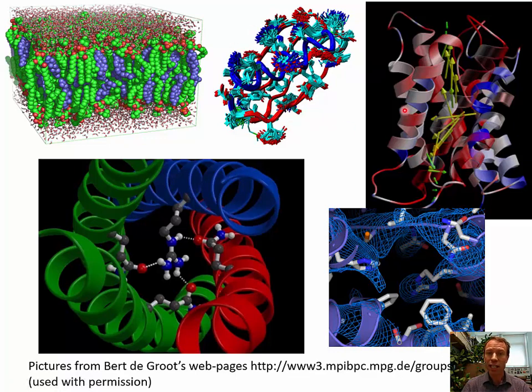This second picture is from simulations of a small protein called BPTI, bovine pancreatic trypsin inhibitor, and a whole load of snapshots from the simulations have been superimposed, and these have been used to help understand the NMR spectrum of these proteins. This picture on the right looks again at the aquaporin molecule.